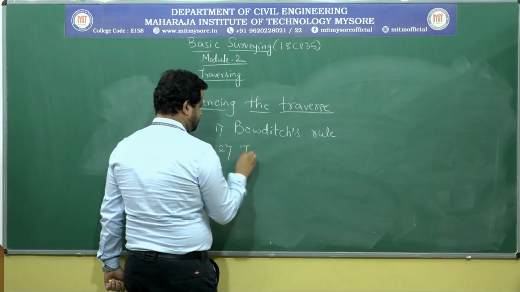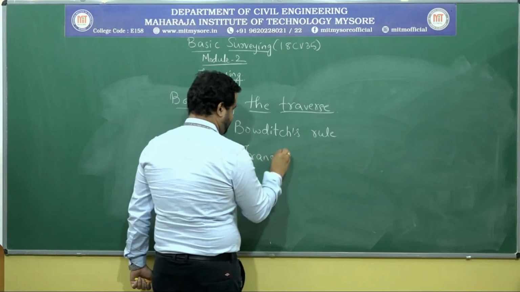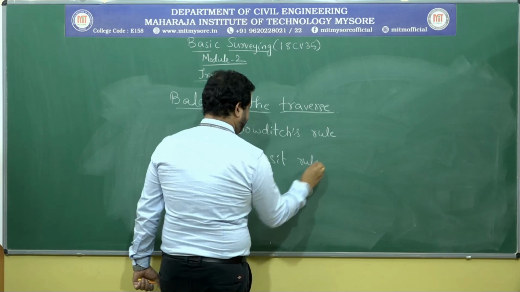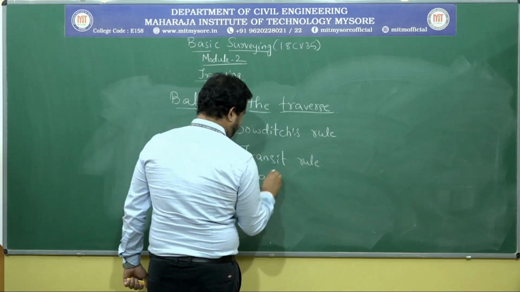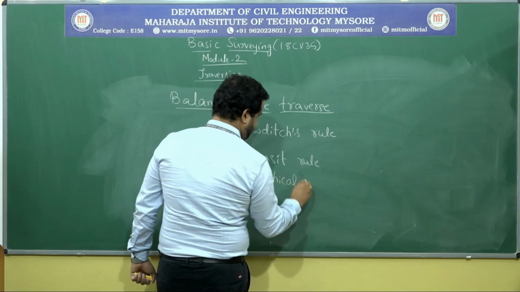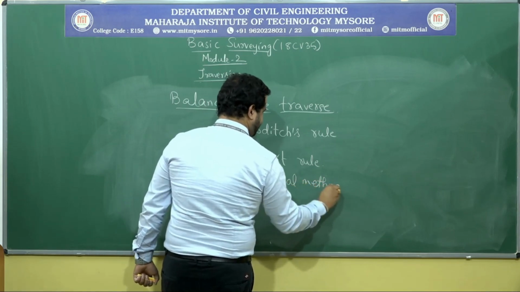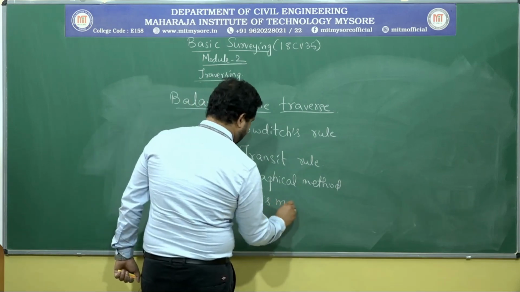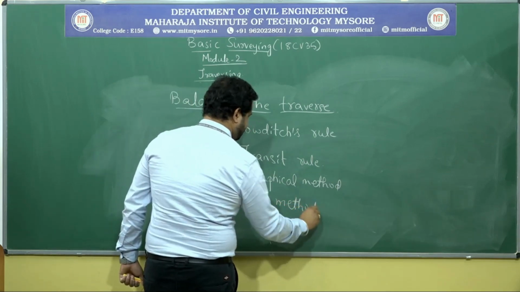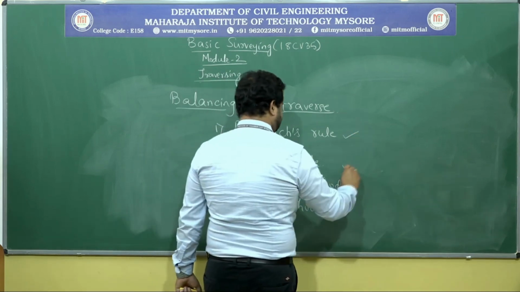Second one is transit rule. Third one is graphical method. And at last, the fourth one, axis method. So here we will be dealing only with Bowditch and transit rule.